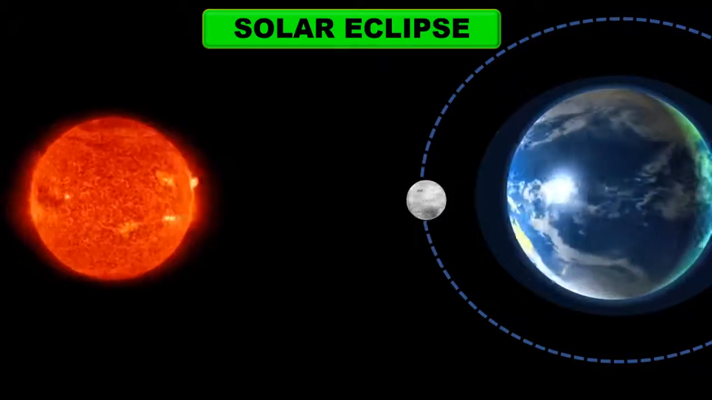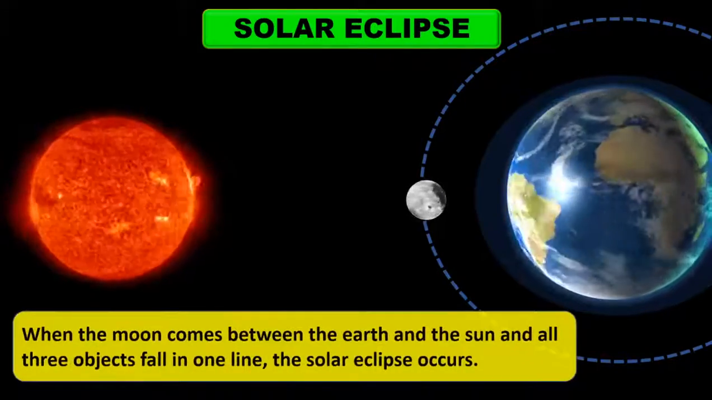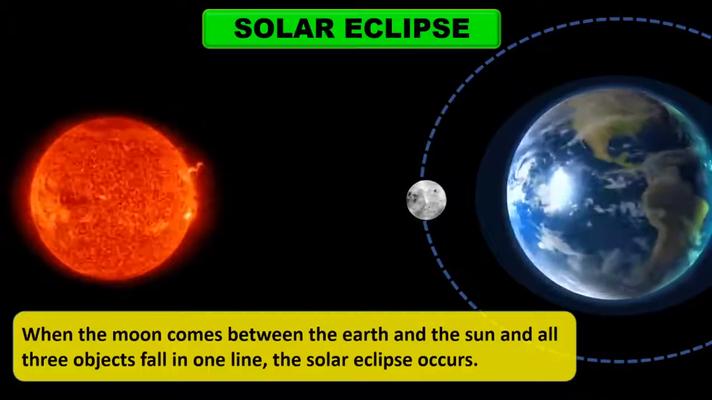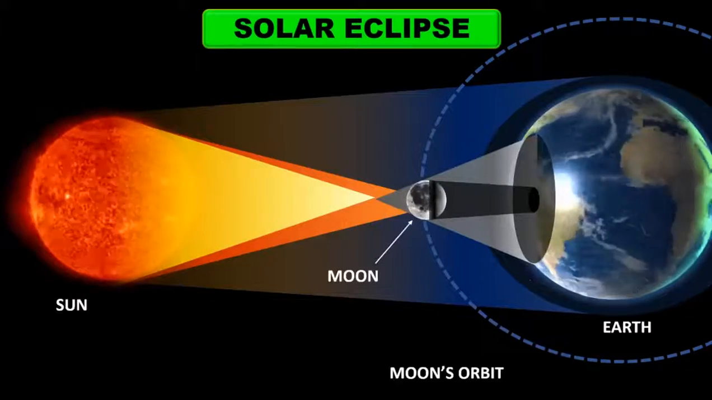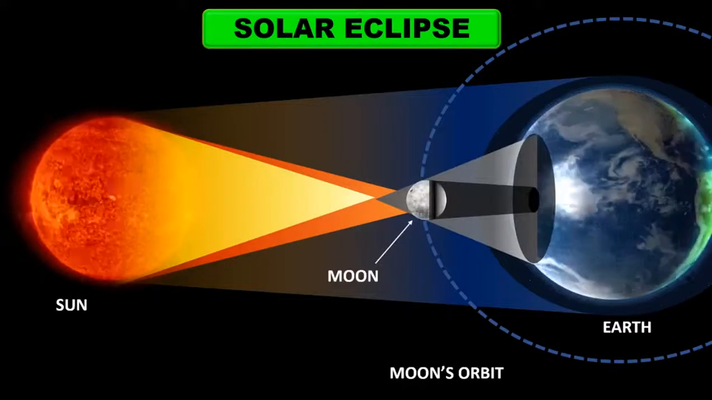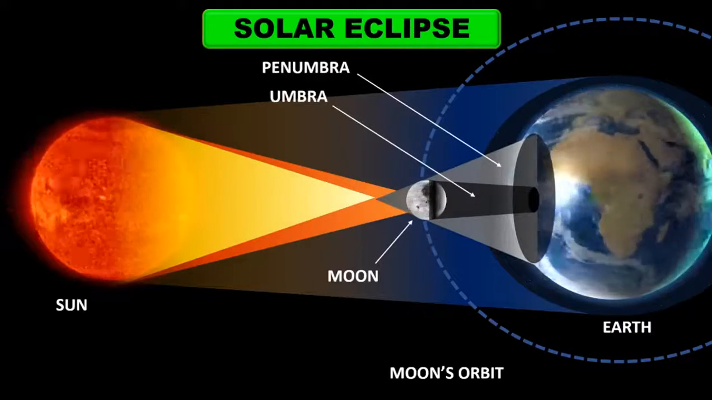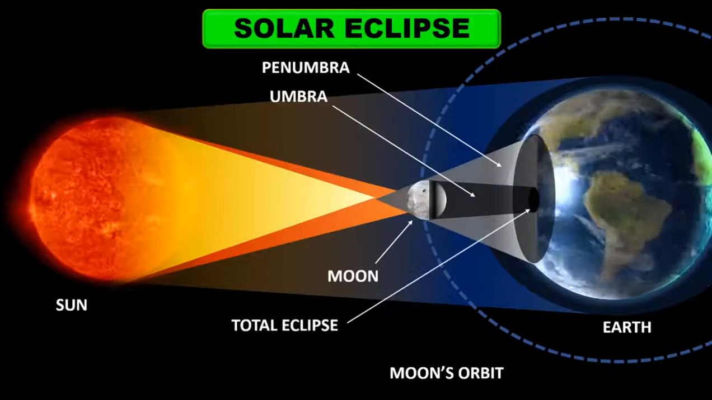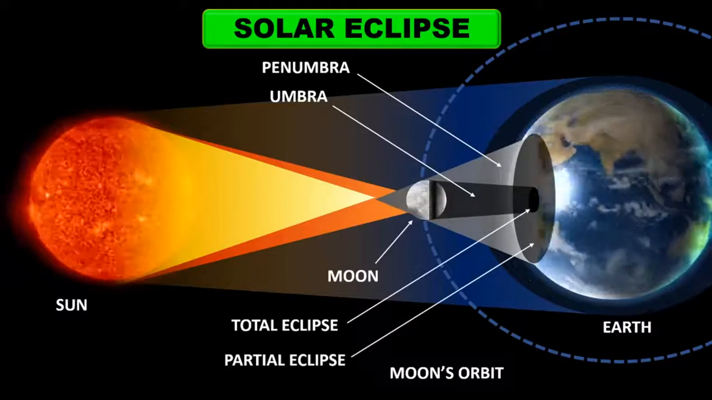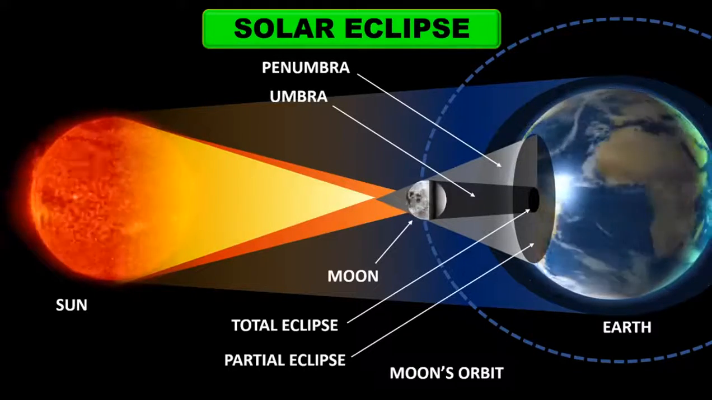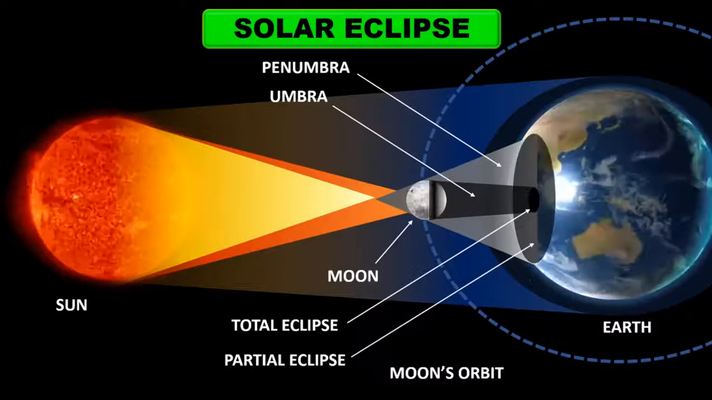When the Moon is between the Sun and the Earth, the shadow of the Moon falls on the Earth. At such a time, these three celestial objects are on the same plane and fall in one line. Hence, the place on the Earth where the Moon's shadow falls experiences a solar eclipse. In short, students, a solar eclipse occurs when the Moon is between the Earth and the Sun, and all of them are in the same plane and fall in one straight line.